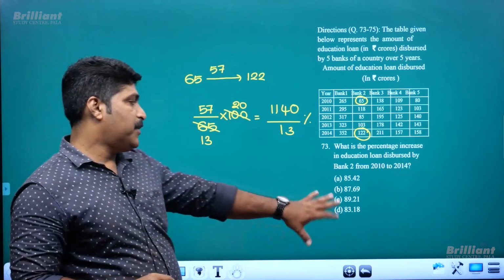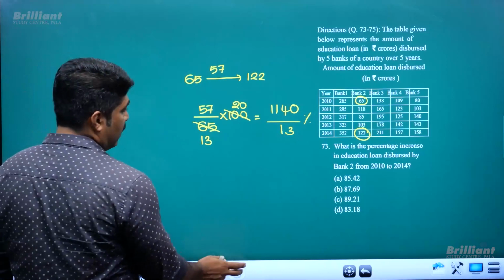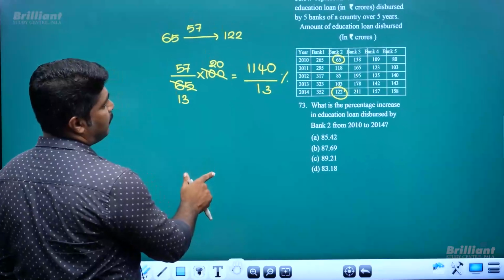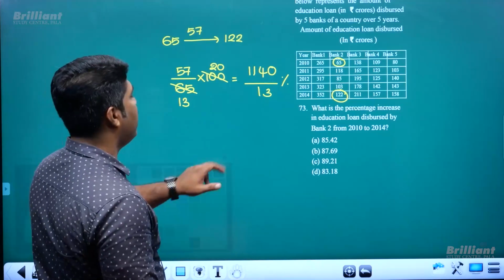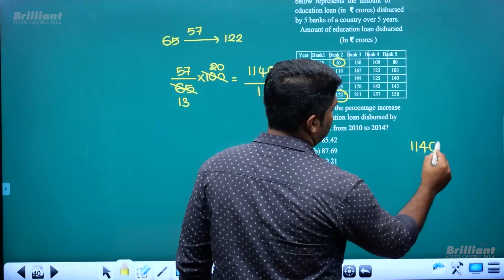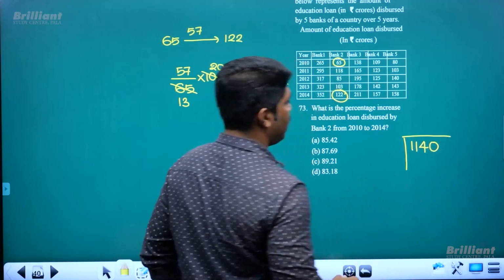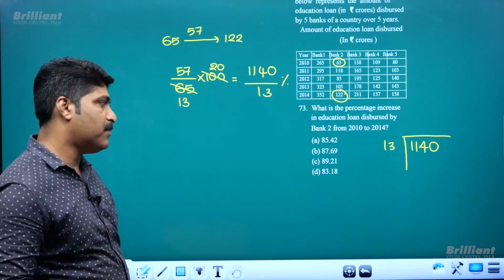Look at the options. These all are very close. Therefore, we have to do the usual division for finding the answer in such a situation. How to find it? You just do the usual division. This is 1140 divided by 13. So you can depend on this set of options for finding the answer here.